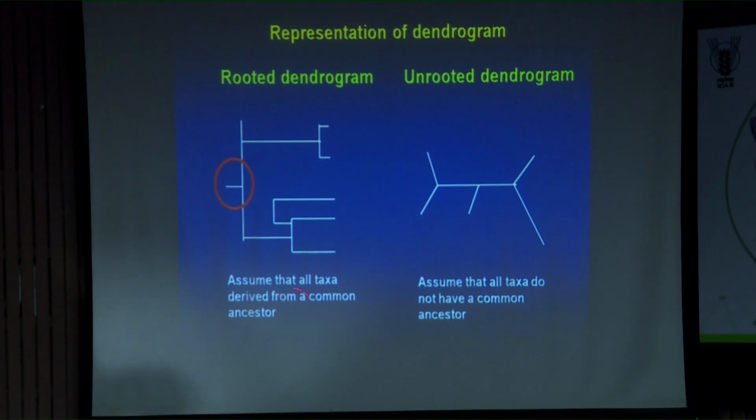So, assume here all the taxa are derived from a common ancestor, and in this case you assume that all the taxa do not have a common ancestor. So, depending upon your data set, you have to present your tree as a rooted tree or an unrooted tree. Next.